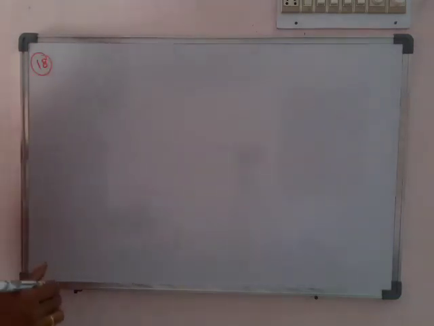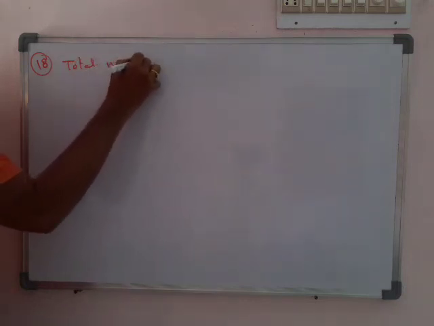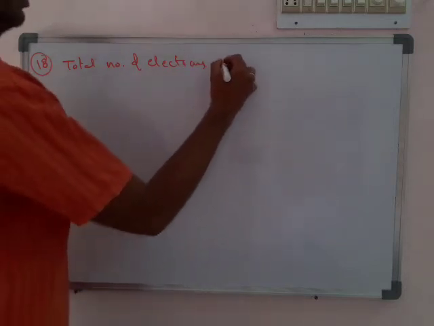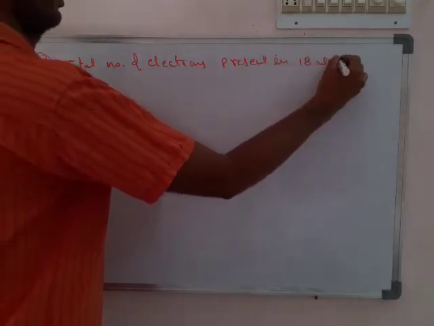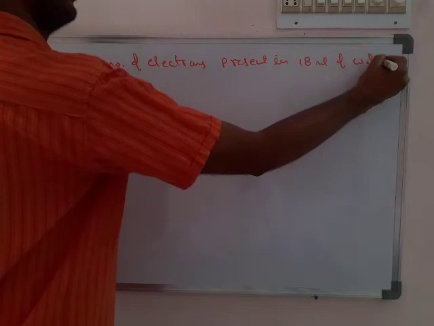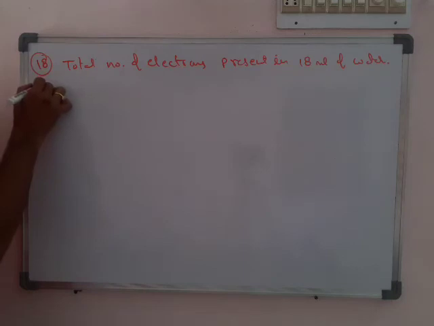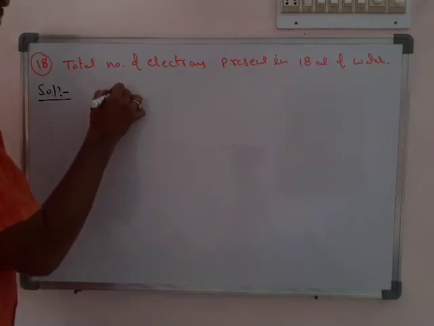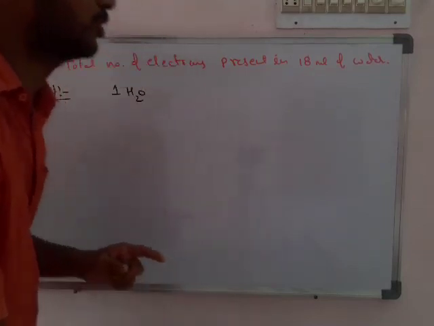See the 18th problem in that exercise 2. The total number of electrons present in 18 milliliter of water. So again, we know the relation. First we take one water molecule. We will guess later how many water molecules. So one water molecule.